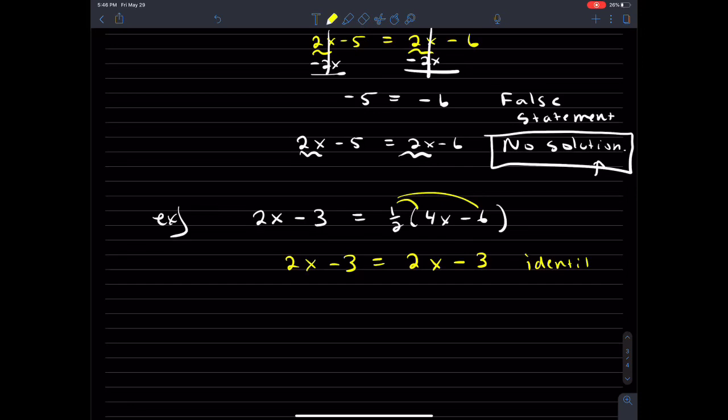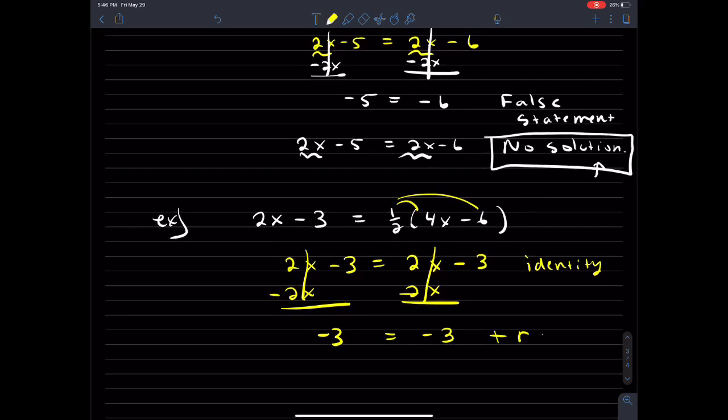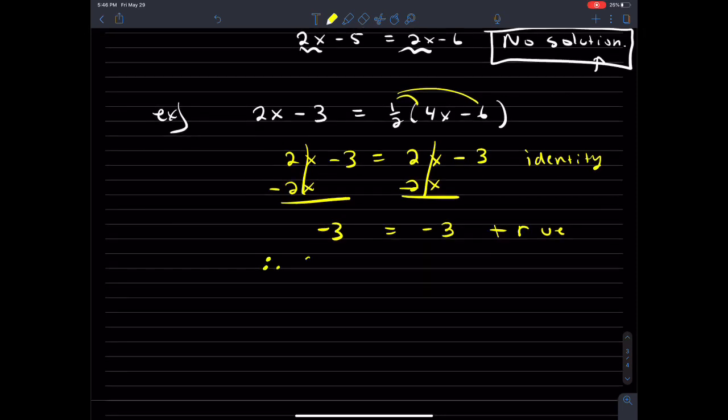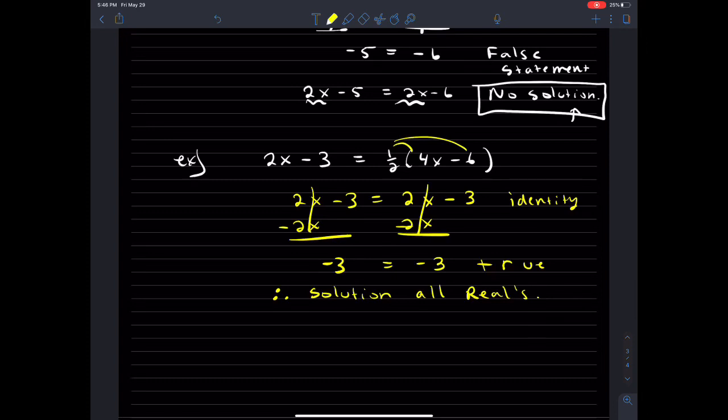We can go further if we want. If I subtract 2x on both sides, I get minus 3. That goes away too, equals minus 3. Again, this is a true statement. This is true. Therefore, solution is all reals. So anything I plug in, I multiply by 2 and subtract 3, I get a true statement every single time.